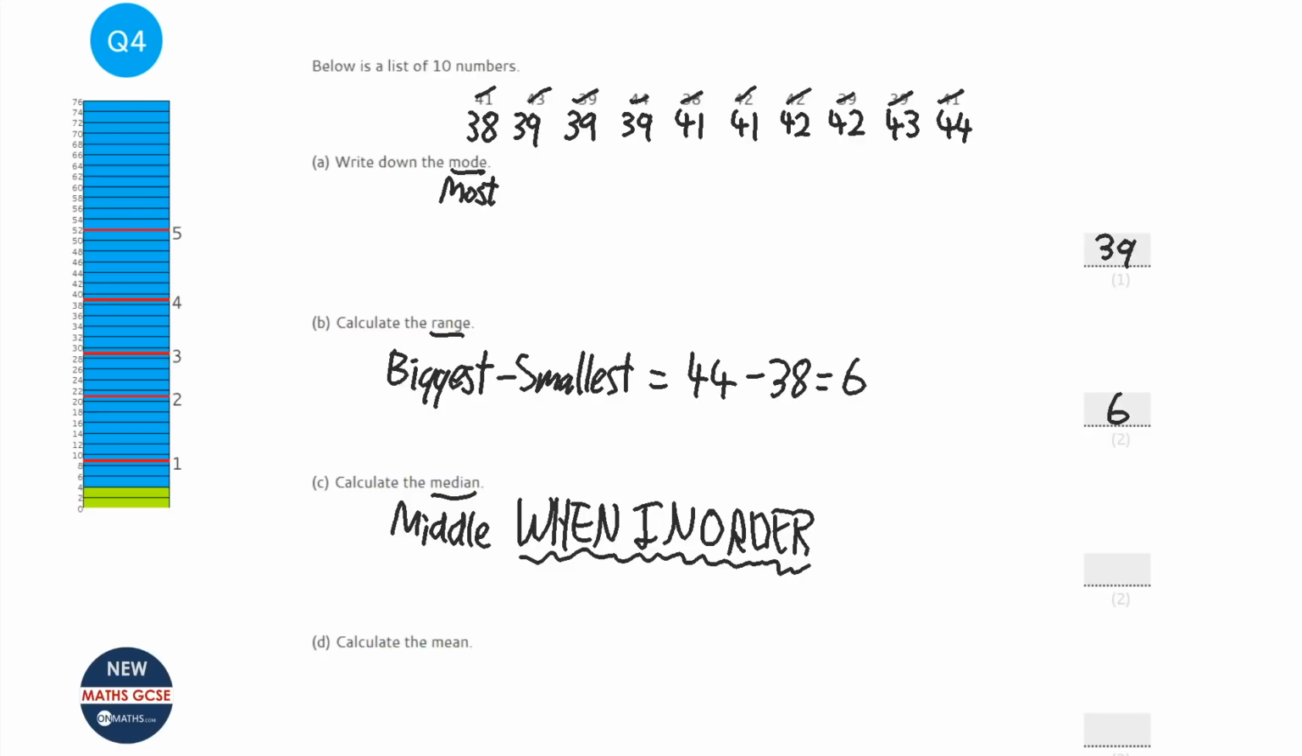And what you do is you cross out one from both sides, then another one from both sides, then another one from both sides, then another, until you're left with one or two in the middle. Now, if you're left with two in the middle, then you add them together and halve it, or find the number that's halfway between the two. Now, if they're both 41, the median will be 41. If you think about it, 41 times 2 is 82, and then halve it, it's going to be 41.